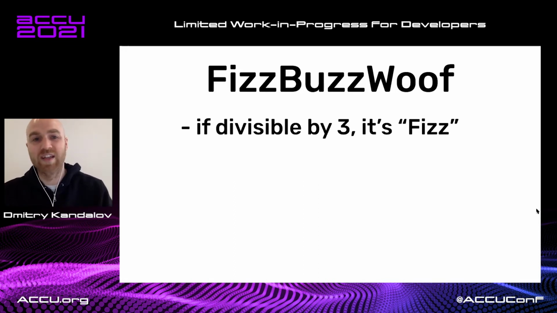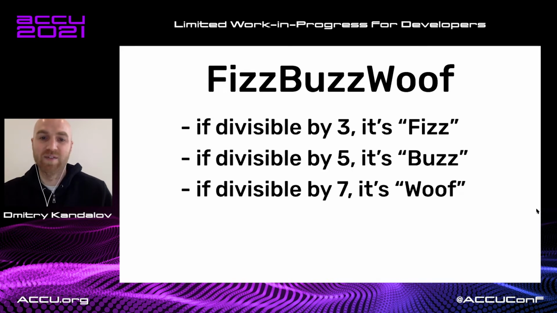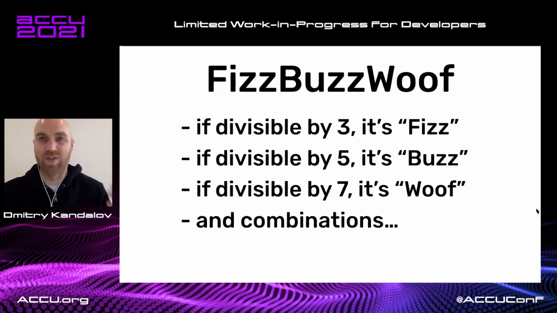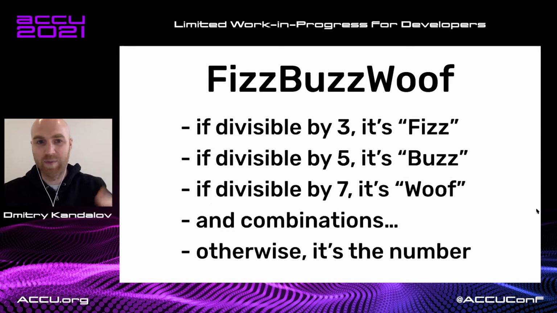number into a string. If the number is divisible by 3, you say fizz, 5, buzz, 7, woof, and all the combinations of those. So 15 will be fizzbuzz, but if it's not divisible by any of these, it's just the number. For example, 8 will be 8. So that's the whole problem.